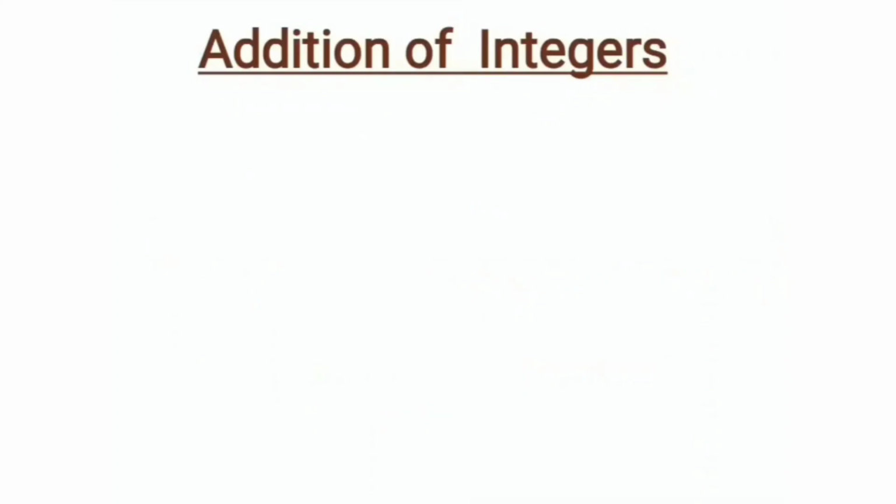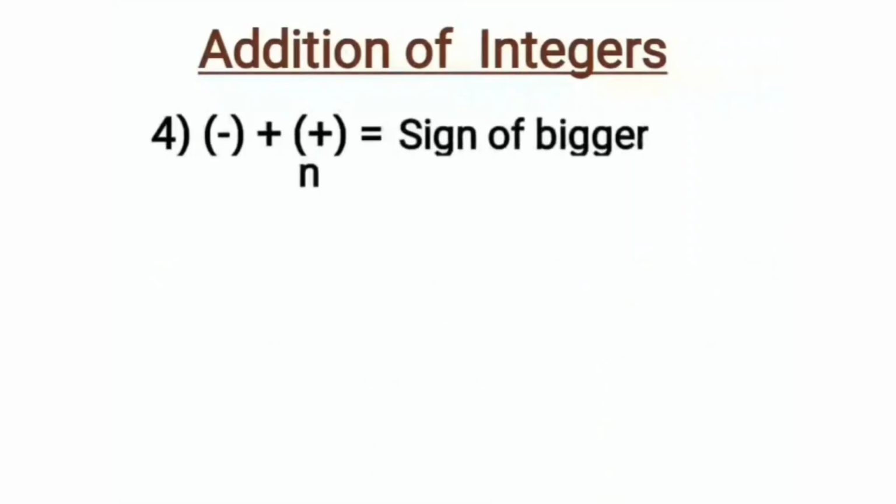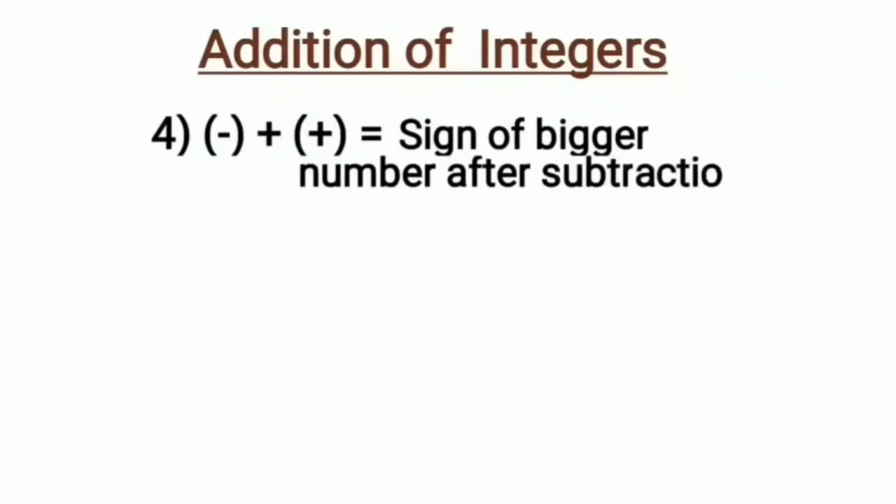The last rule is also same. But here we mention negative plus positive. Here also result is obtained by subtracting smaller number from bigger number and sign of bigger number is given to the result. Let's see example.